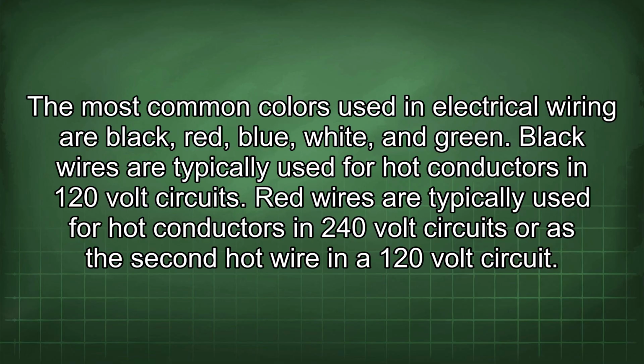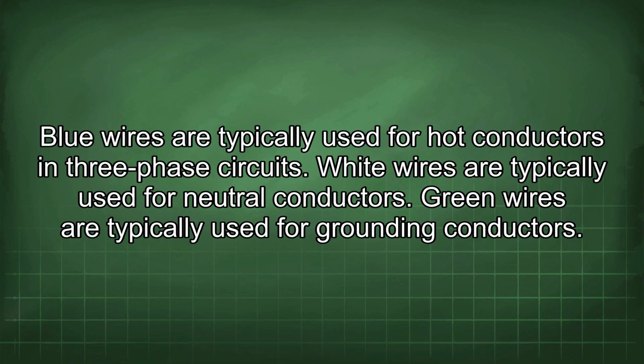Black wires are typically used for hot conductors in 120-volt circuits. Red wires are typically used for hot conductors in 240-volt circuits or as the second hot wire in a 120-volt circuit. Blue wires are typically used for hot conductors in three-phase circuits. White wires are typically used for neutral conductors. Green wires are typically used for grounding conductors.